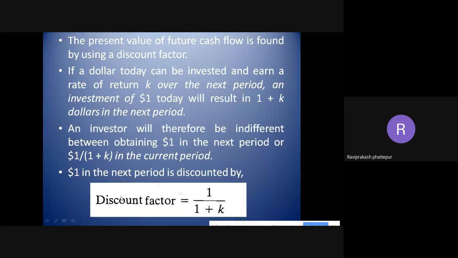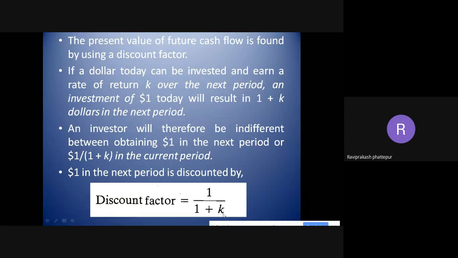Then the discounting factor we saw, 1 upon 1 plus k, where k is the percentage. So in the example which you had taken, it was 0.1. So it became 1 upon 1 plus 0.1, which is 1 upon 1.1. So this is the discounting factor.